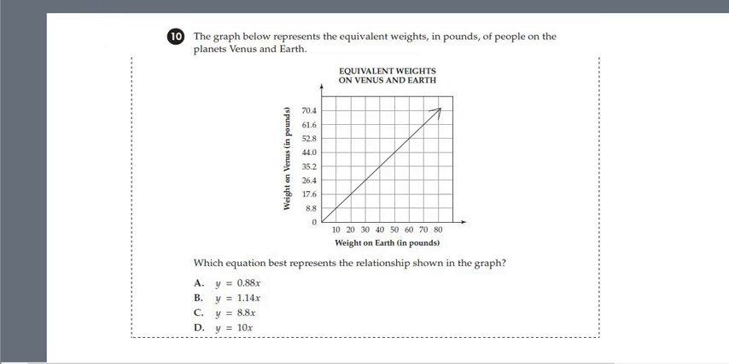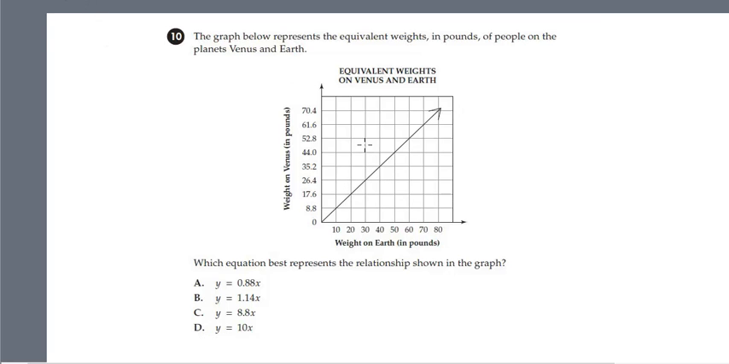Okay, so this problem seems pretty straightforward. Which equation best represents the relationship shown in the graph? All of these have the y-intercept starting at 0, so we don't have anything to worry about with the b in the form y equals mx plus b. So we just need to figure out the slope. All of these are positive, so we just need the change in y over the change in x.